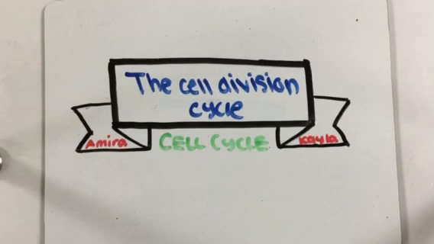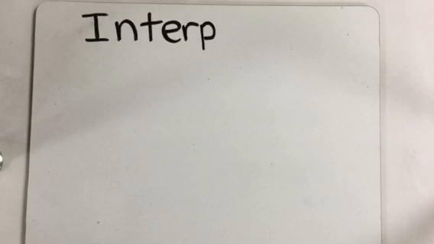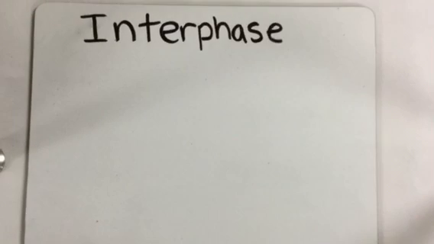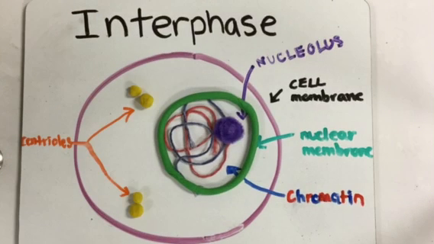The life of a cell is divided into 3 stages known as the cell cycle, that being interphase, mitosis, and cytokinesis. Interphase is actually the longest stage in the cell cycle, and it's where the cell carries out their normal functions. During interphase, cells also perform DNA replication.